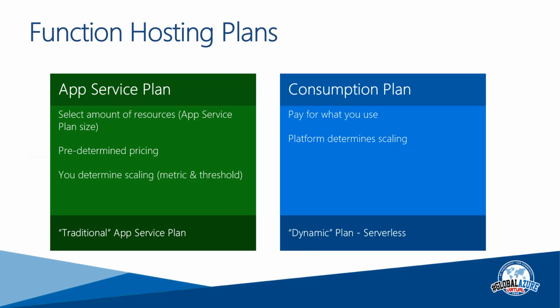Now, a quick thing to note here is that the minimum you can have with an app service plan is 1 instance of your function running at any time. So because this is more the traditional app service plan, you actually cannot go down to 0.